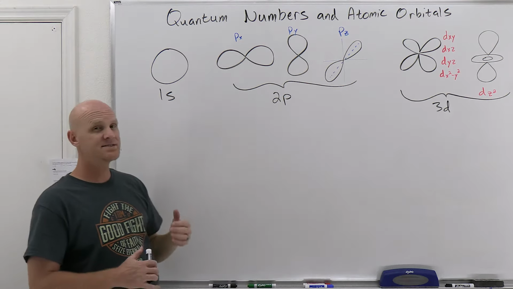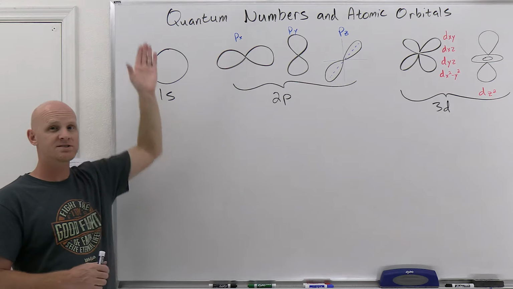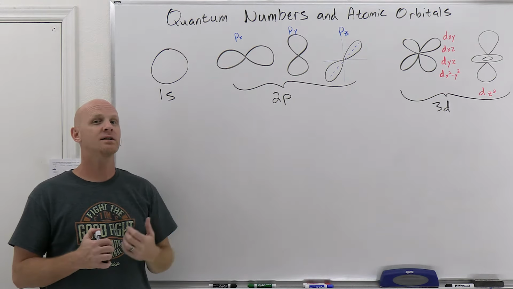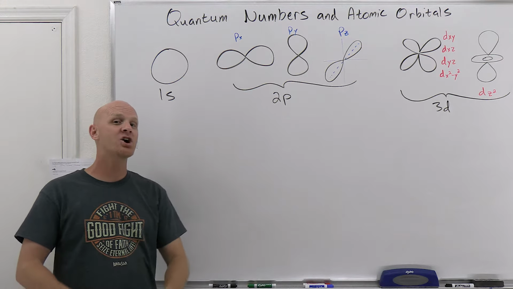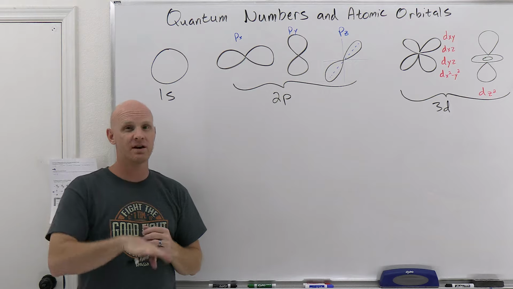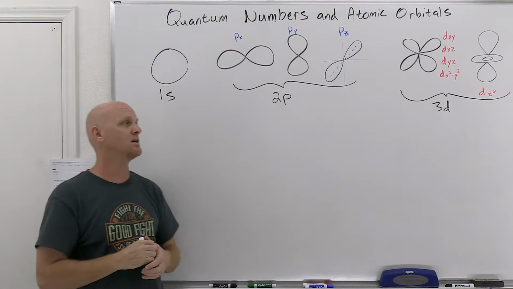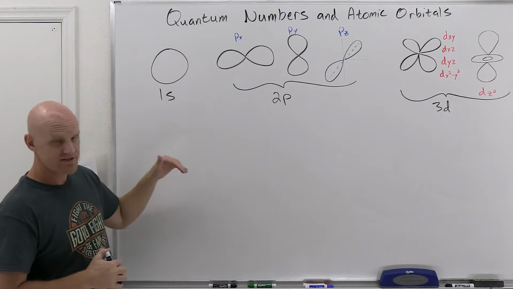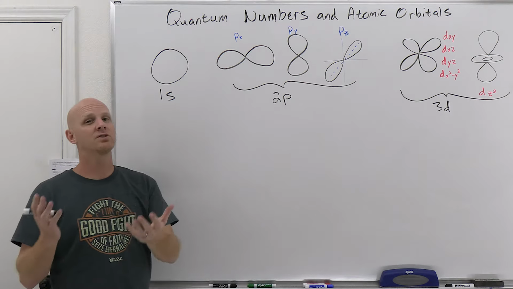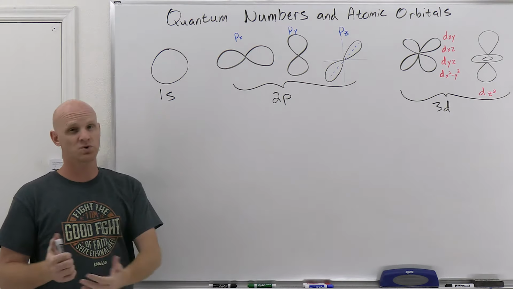All right, now one thing I did say is that as you go from 1s to 2s to 3s, they get bigger. And if you recall, that means the electrons that occupy them get higher energy, because again, the closer an electron is to the nucleus, the lower its energy, as we learned a couple lessons ago. So the lower the shell number, the smaller the orbitals, and the lower the energy of the electrons in those orbitals.